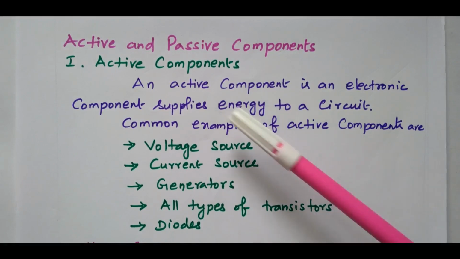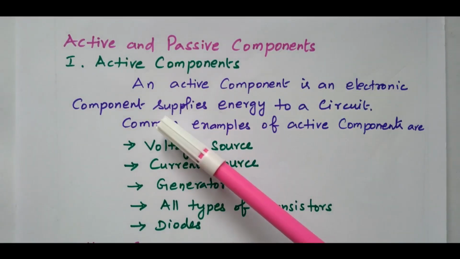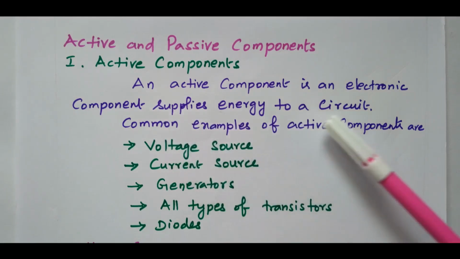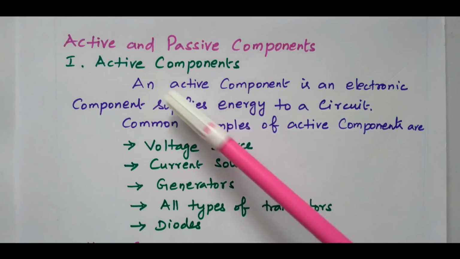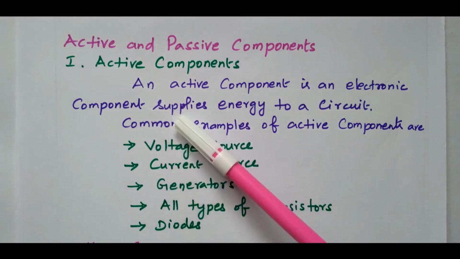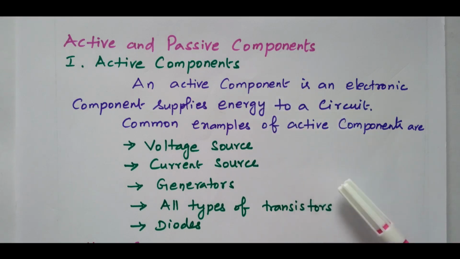First we'll see the active component. An active component is an electronic component that supplies energy to the circuit. Due to this it is called the active component. That component is able to supply the energy to the circuit.